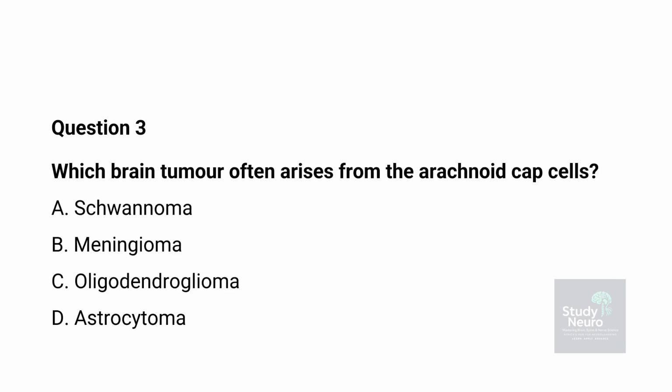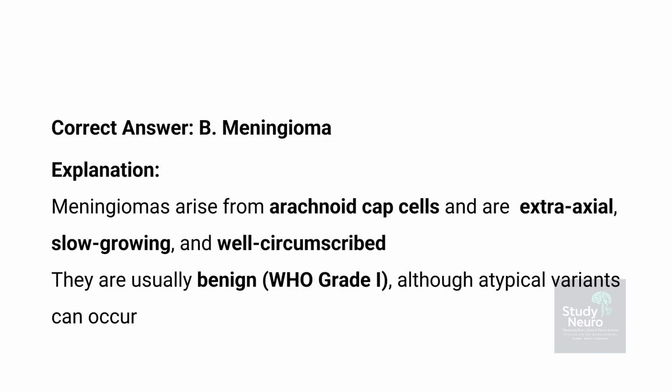Question 3. Which brain tumor often arises from the arachnoid cap cells? A. Schwannoma. B. Meningioma. C. Oligodendroglioma. D. Astrocytoma. The correct answer is Meningioma.